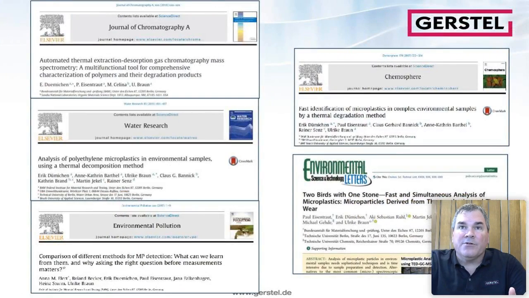There's a whole bunch of reference articles on this. Probably the best one is the first one, the J. Chromat paper by Ulrika Braun and her colleagues. This is a great overview of what it was used for. There's been several more since. I think there's at least 2 more up now that are not on here. There's a Gerstel and Agilent application note that is about to come out on microplastics that we'll be very happy to share with you.